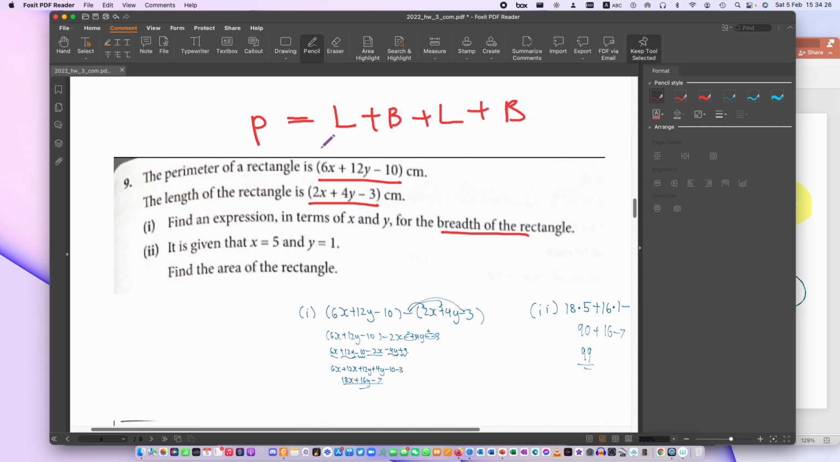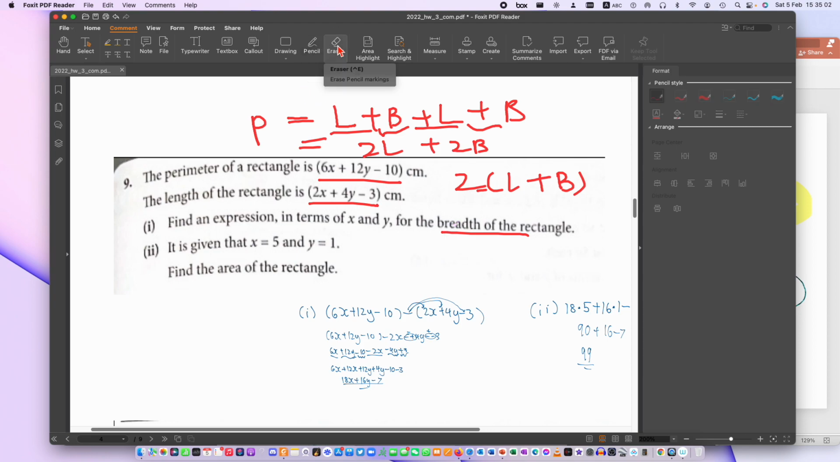Okay, good. So if you simplify, it becomes L plus L, how many L? 2L. B plus B is 2B. Okay, good. 2 is common, take out, so it's L plus B. So the formula is actually 2 times. So first thing first, you got the formula wrong, so that means everything is wrong. You have to know the formula, then only you can do things. If you don't know the formula, then cannot do.